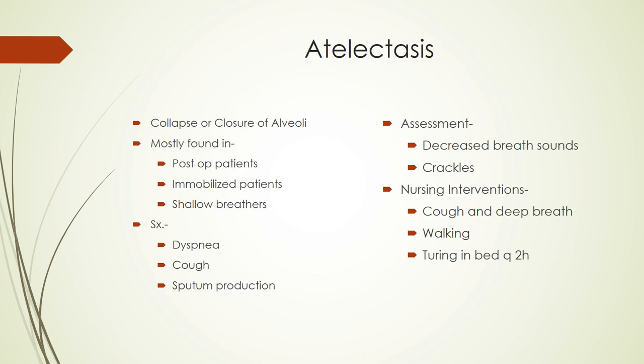Give a patient an incentive spirometer and have them take big deep breaths, and it'll actually start to open all that stuff back up. It's also found in immobilized patients because they're laying in bed or sitting somewhere too much and they're not moving around enough to be forced to take big deep breaths, or to get the circulation working more efficiently. They're also shallow breathers. So symptoms are shortness of breath, cough, and sputum production. Your assessment is going to be decreased breath sounds and crackles. And the nursing interventions are going to be cough and deep breathe, walking, and turning in bed every 2 hours.